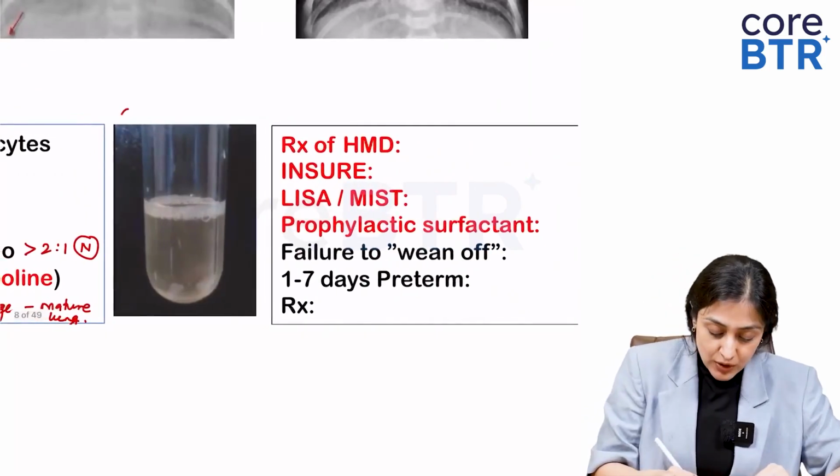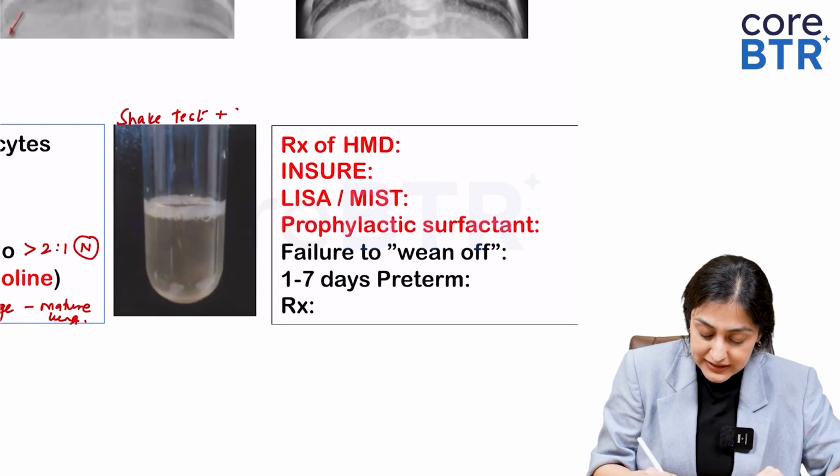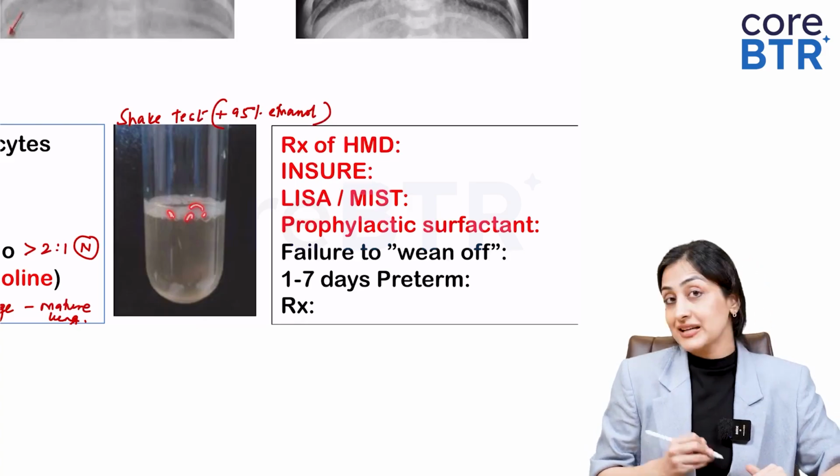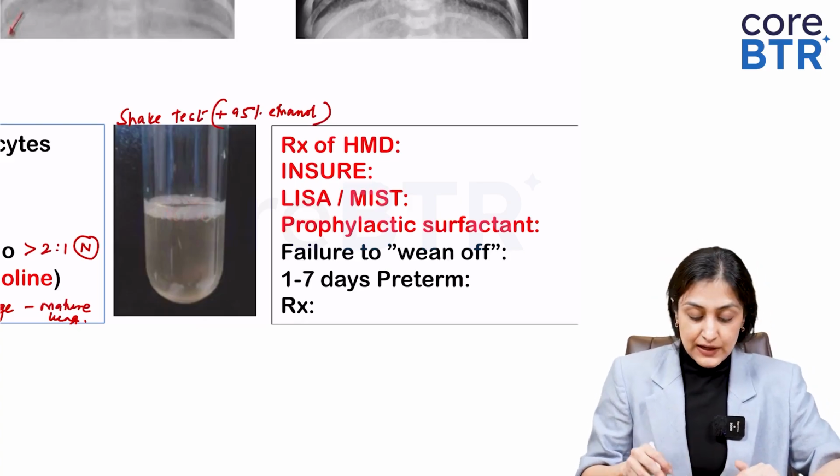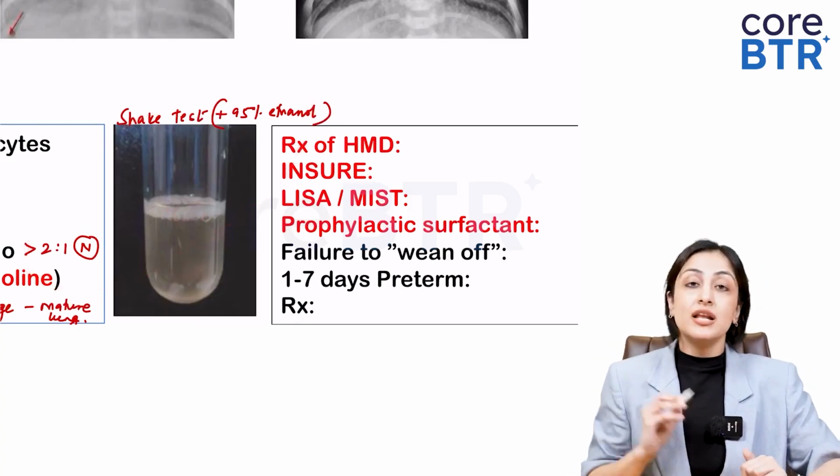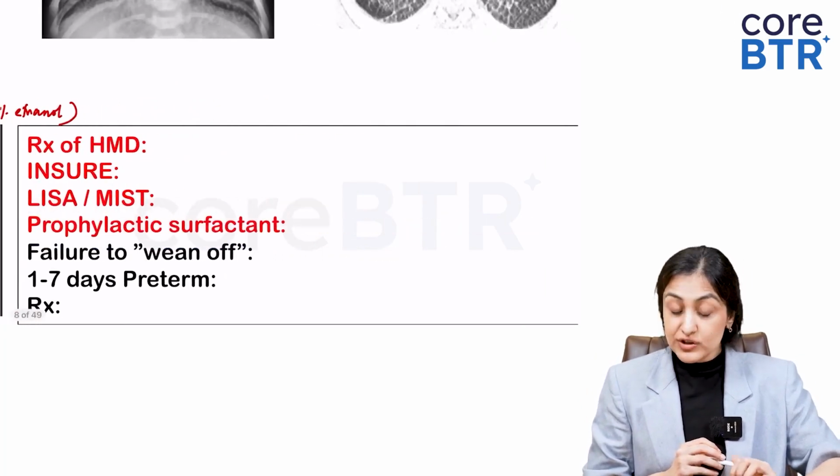Then we do something called a shake test, where you take amniotic fluid and 95% ethanol and you shake. If you can see these multiple bubbles, it indicates surfactant presence. Okay, so this is how we detect lung maturity. Now let's talk about the treatment.